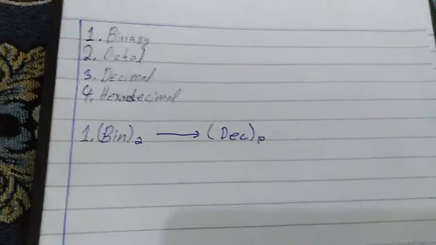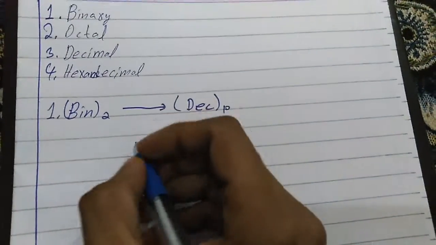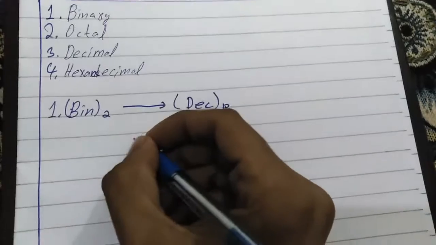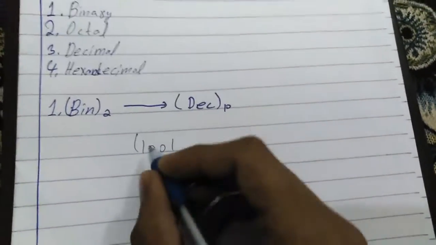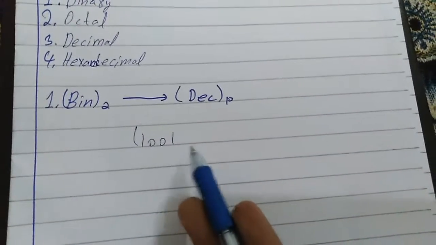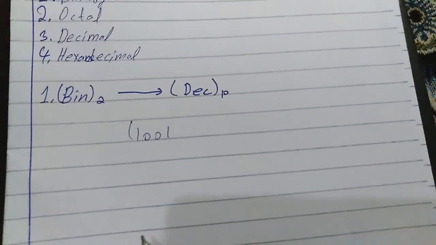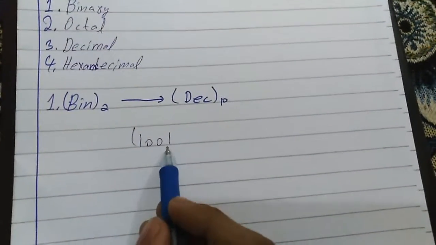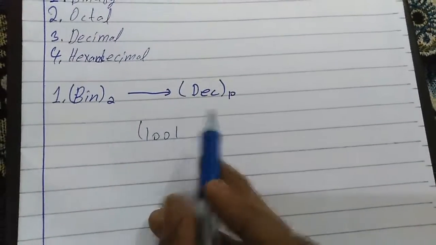Binary to decimal number system. First of all, you learn it. It's so simple, as you know. If we take an example of 1001, this is in binary form. As we know, binary is in the form of 0 and 1, and we have to convert it into decimal form. It's very easy. We have to move from right to left for converting binary to decimal.